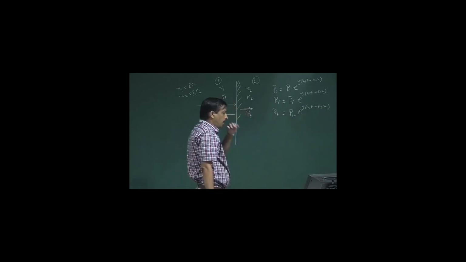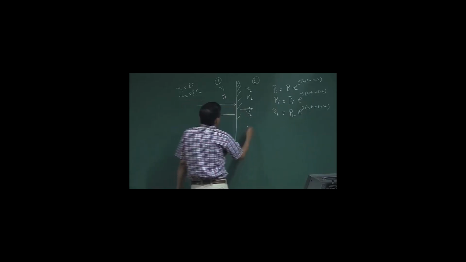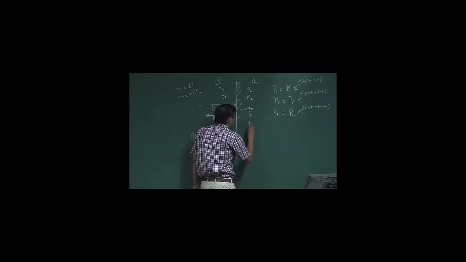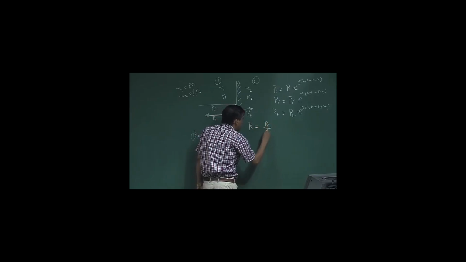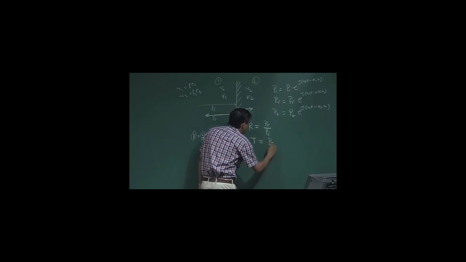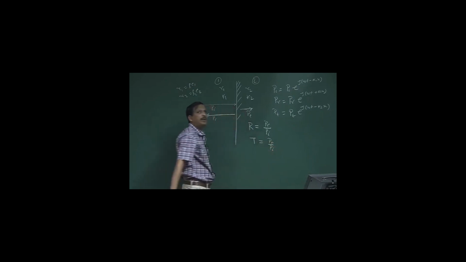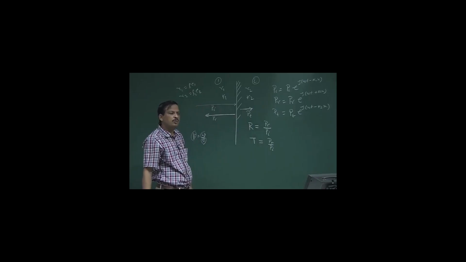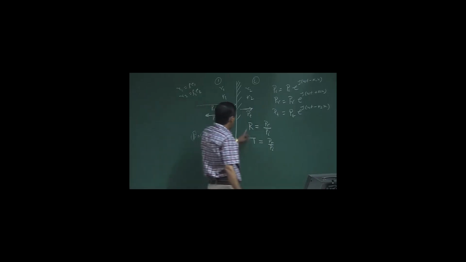Okay. Now, if I want to know the reflection coefficient of this incident wave, the reflection coefficient R is nothing but the reflected pressure wave amplitude divided by the incident pressure wave amplitude. And what is the transmission coefficient? T is nothing but Pt by Pi, the transmitted pressure wave divided by the incident pressure wave. Okay. These are the reflection and transmission coefficients for the pressure.